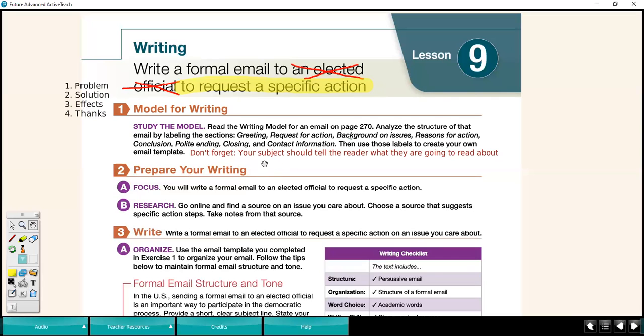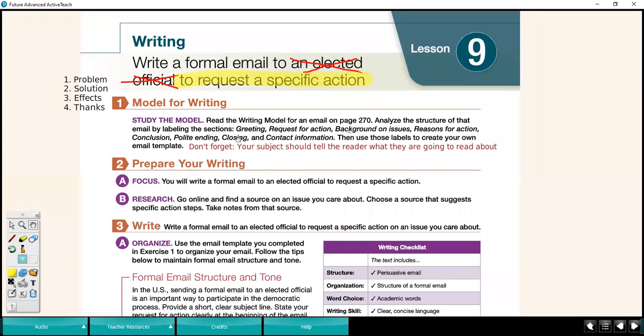Okay. So we're going to look at the writing model on page 270. This is what you will model your email after. But just remember that a professional email or a formal email should always have a greeting, and that should be formal. Instead of hi or hello, it should be dear so-and-so, unless you're very familiar with that person. You're going to make sure that you request action. You're going to give backgrounds on the issue, reasons for the action. You're going to have a conclusion, a polite ending, a closing, and contact.